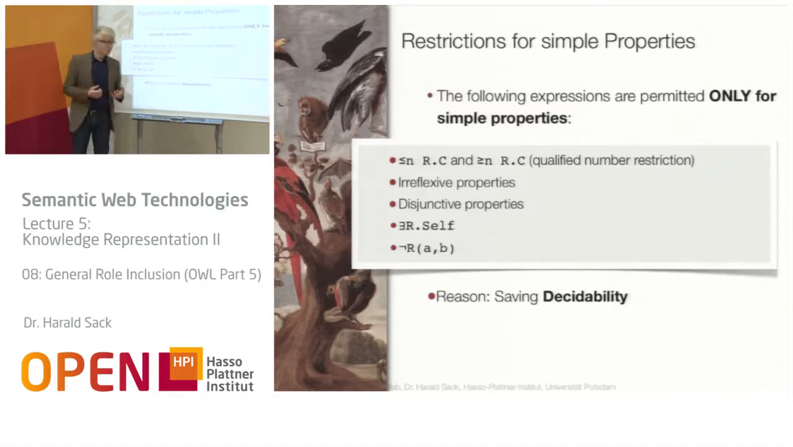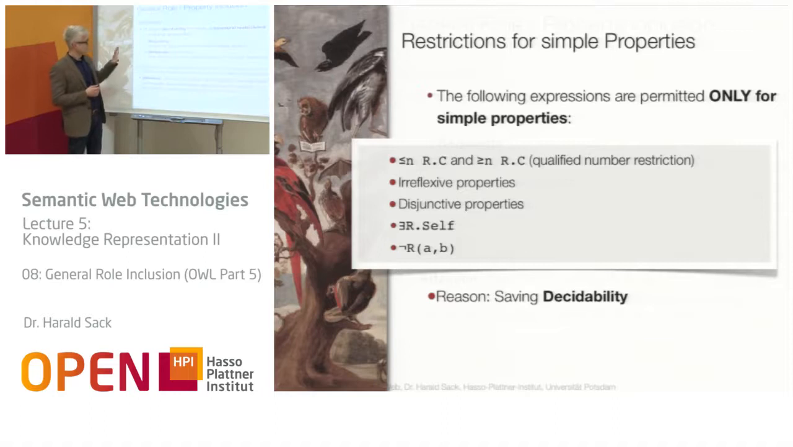And in the same way, if you use the existential quantifier with the self attribute, or if you use the complement of an instantiation, this is only allowed for simple properties and not for complex properties, because if you applied these operations to properties that depend on general role inclusion, then again the logic would become undecidable. So we want to save decidability.